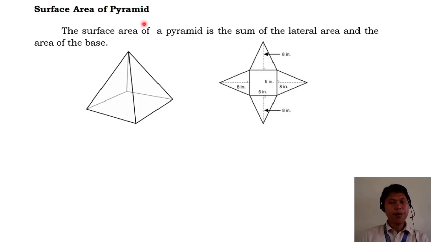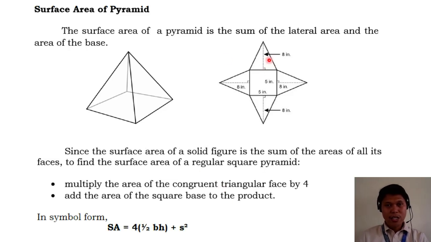Next is the surface area of the pyramid. In this example, the module made use of a square pyramid. So the surface area of a pyramid is of course the sum of the lateral area, which are the congruent triangles, and the area of the base, which is a square in this example. So the nets look like this. Take note, it should be the slant height which is given, or the height of this triangle, the lateral surface.